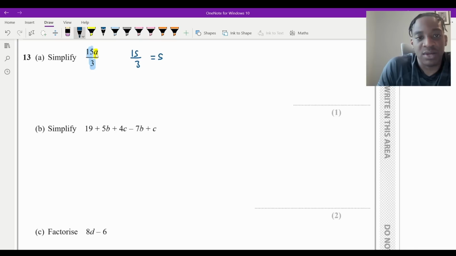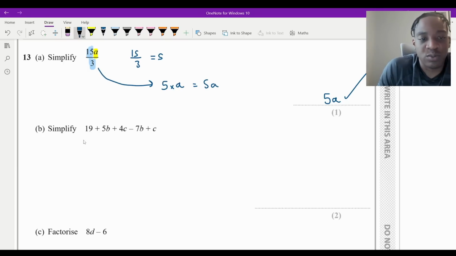And then we have this a which is being multiplied. So the answer is just going to be 5 because 15 divided by 3 is 5, and then we've multiplied by a. So therefore the answer is just 5a. So that would be this one here, 5a.